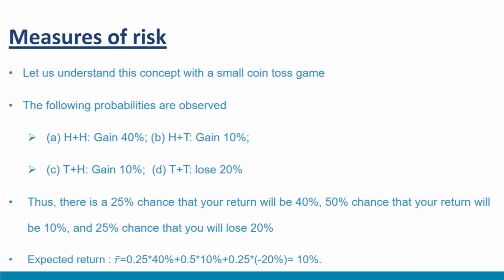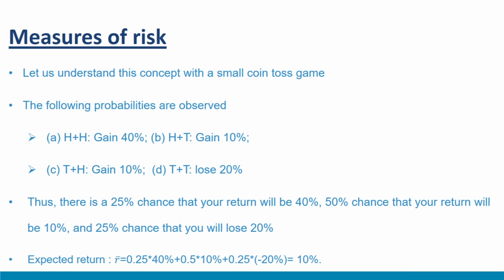Let us understand this concept with a simple coin tossing game. The following probabilities are observed. First, head plus head gain of 40%, head plus tail gain of 10%, tail plus head gain of 10%, and tail plus tail loss of 20%. Thus, there is a 25% chance that your return will be 40%, 50% chance that your return will be 10%, and 25% chance that you'll lose 20%.